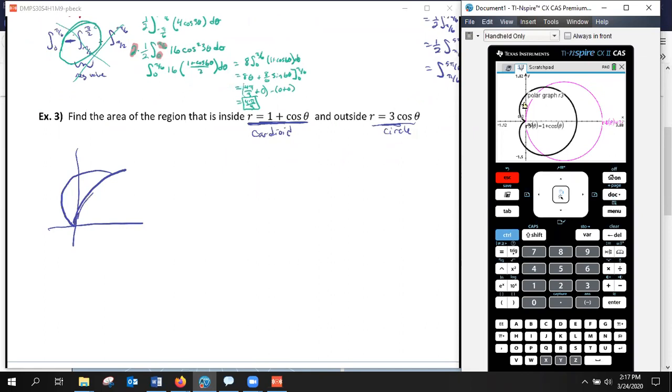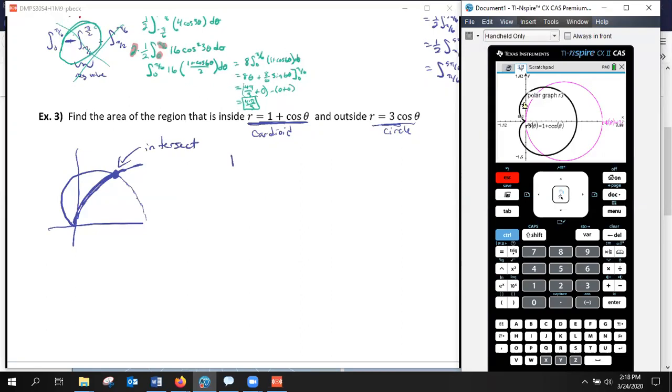Now, anybody want to guess what I'm doing by only drawing this portion? I realize you're going to double it. Exactly. I was making sure we were going to double it. We are going to double it. So the very first thing that I need to know is, where do these intersect?